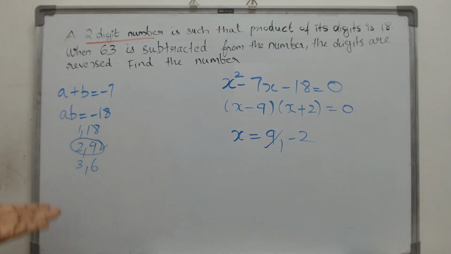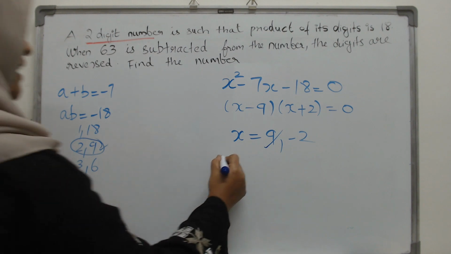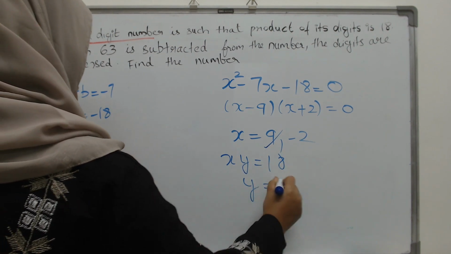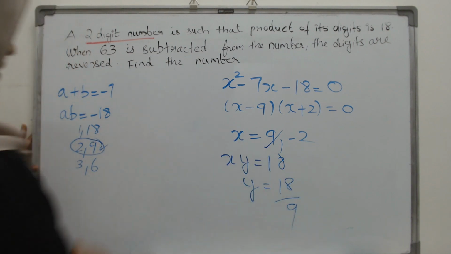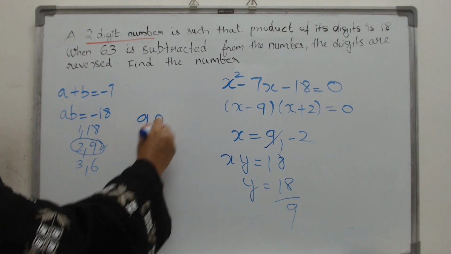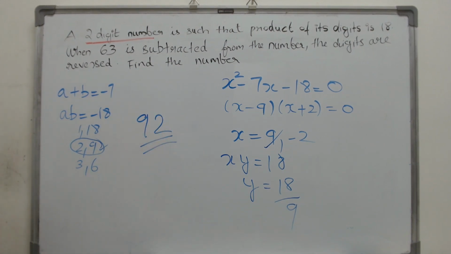Then what is your y? Your y, you see here, x into y is 18. So y is 18 by 9, which is 2. So what is your number? Your number is 92. But we already know that, right?